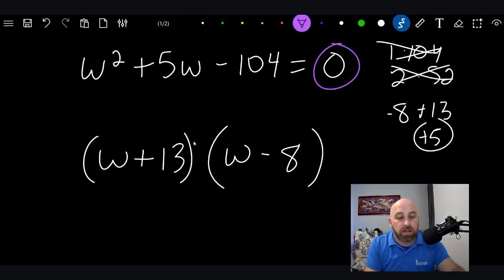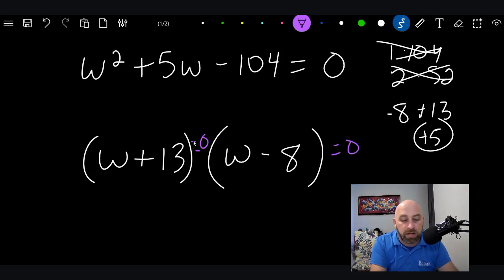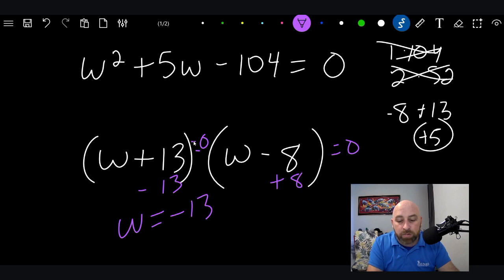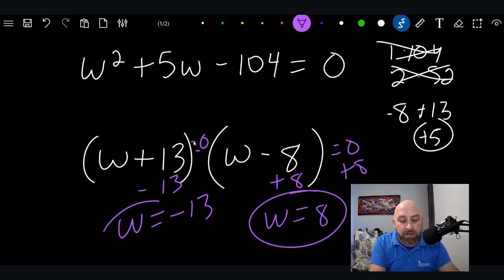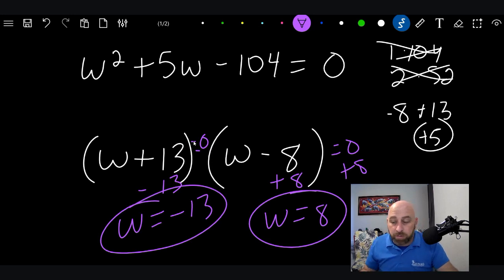So let's set each one equal to 0. Remember how we had to do that? So we're going to get minus 13. So we're going to get W equals negative 13. And then we're going to add 8 to both sides. And so we're going to get W equals positive 8. So we've got 2 different W answers.